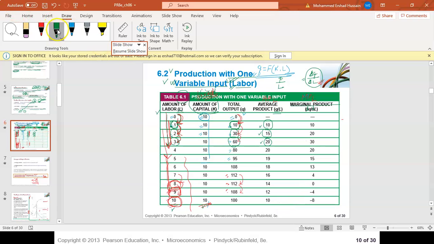So look at that. So what is happening here? We are using more and more labor, right? But the amount of capital remains fixed. So initially marginal product is increasing, right? But then what will it do? It starts to decrease. So this is the maximum.